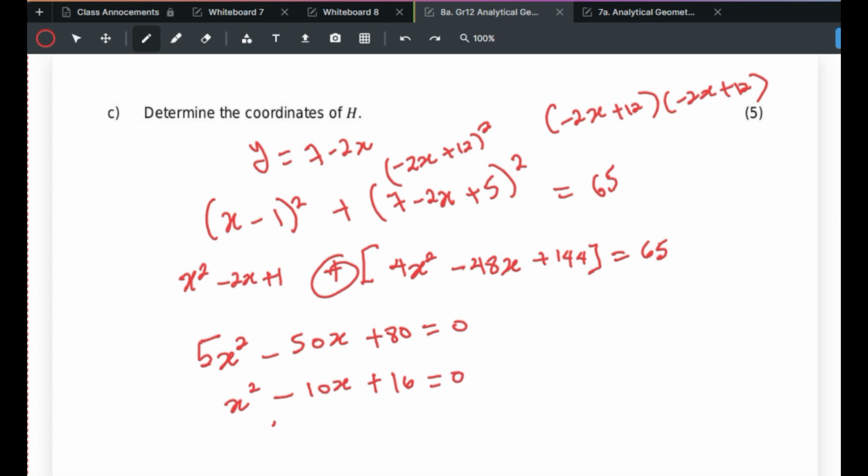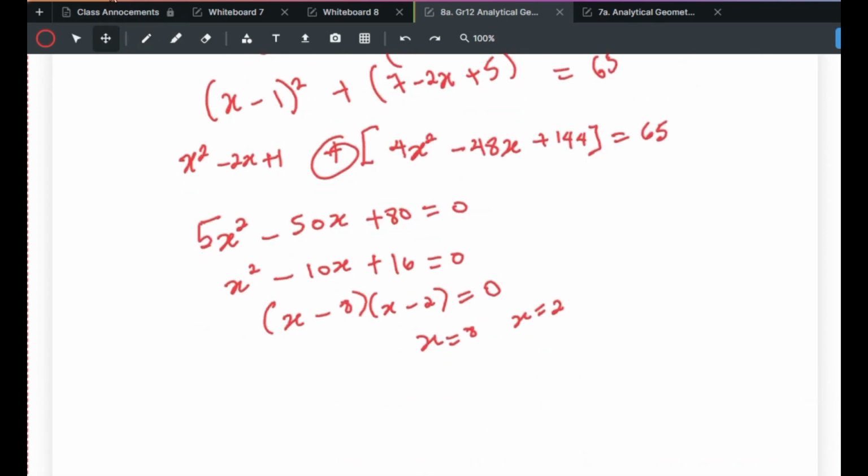Factorizing this, it is (x minus 8)(x minus 2) is equal to 0. So we have x equals 8, x equals 2. Now to get the y coordinate, we're going to substitute into the easy one.